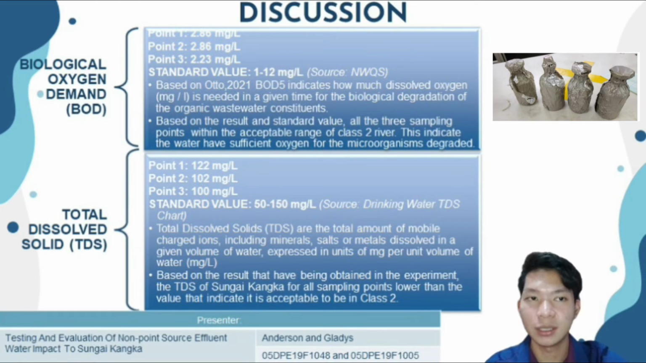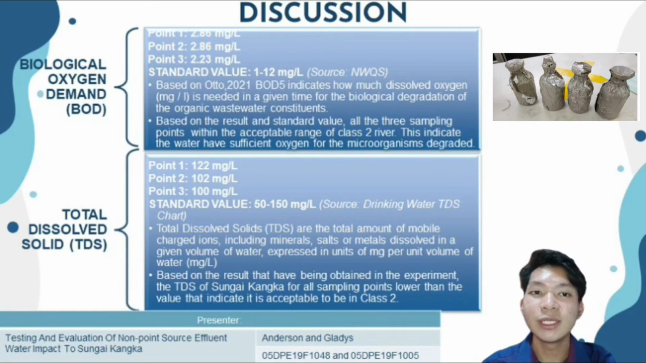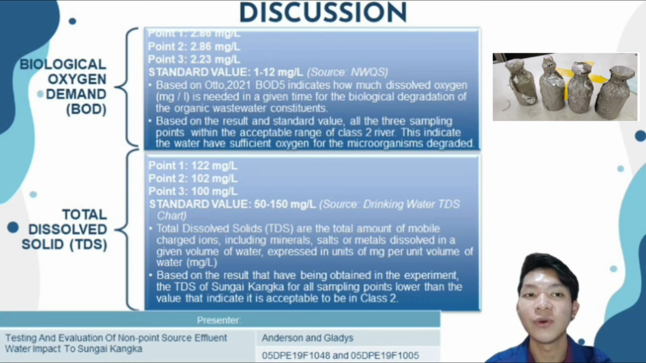BOD5 indicates how much dissolved oxygen, milligram per liter, is needed in a given time for biological degradation of the organic wastewater constituent. And second, based on the result and standard value, all three sampling points are within the acceptable range of class 2 river. This indicates the water has sufficient oxygen for the microorganisms to degrade.